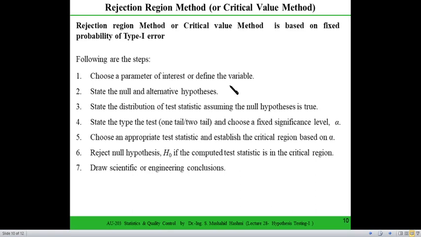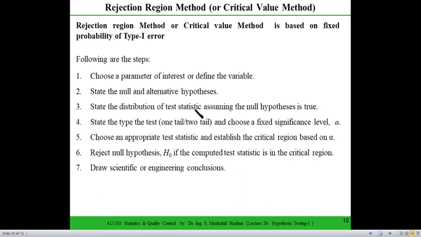For example, the first step is to pick the parameter of interest or define the variable, whether it is a mean value, or a standard deviation, or a proportion defective, or a difference of mean values, or difference of proportions, or whatever it is. The second step is to state the two statements which are contradictory claims, the null and alternative hypothesis. In the third step, you need to look for the distribution of the test statistic.